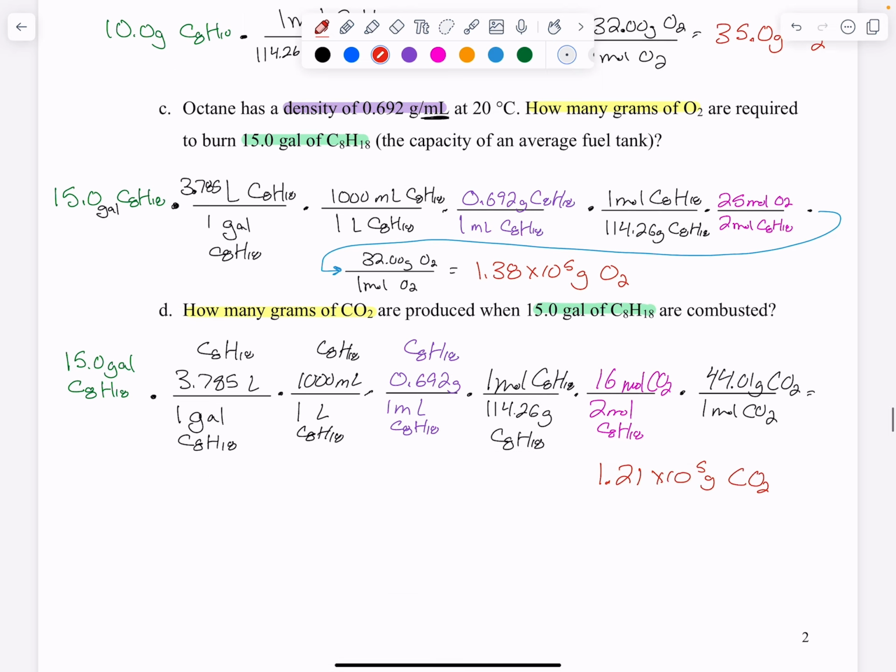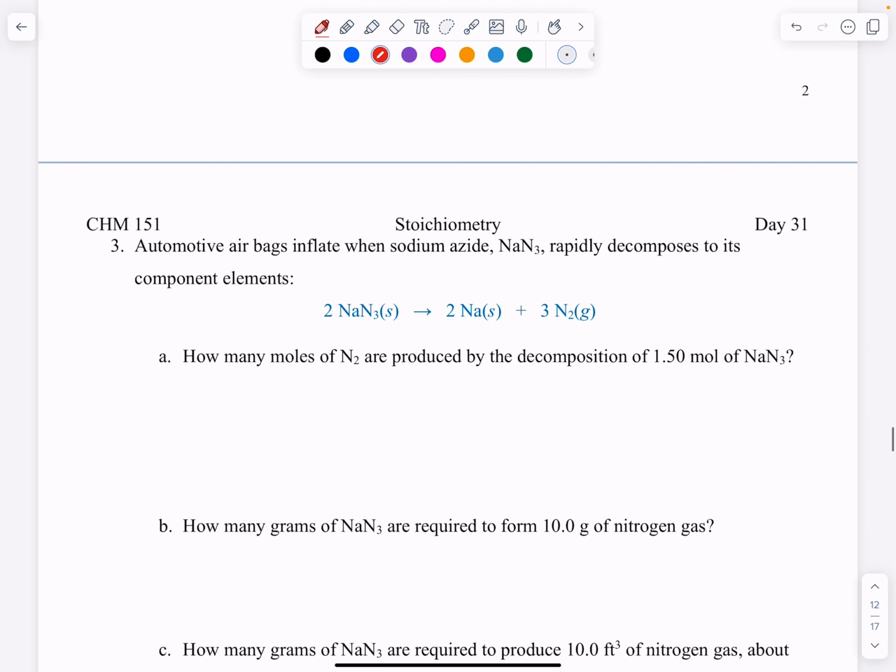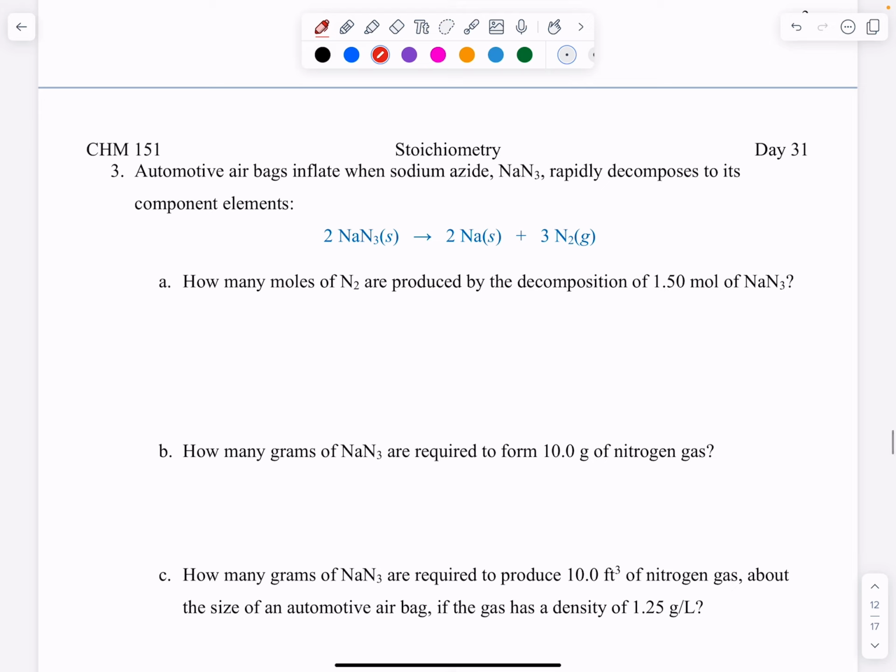Oh, we don't do that. We need to move up to the next example. Speaking of cars, and this one's already balanced, right? Airbags. These things explode very fast, right? To protect us from hitting the hard materials, right? Sodium azide decomposes rapidly into sodium metal and nitrogen gas. How many moles of nitrogen are produced by the decomposition of 1.5 moles of sodium azide?